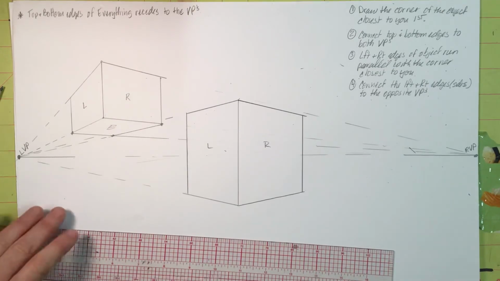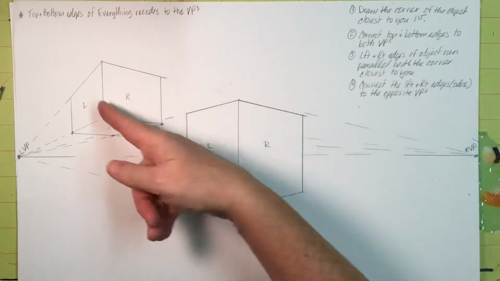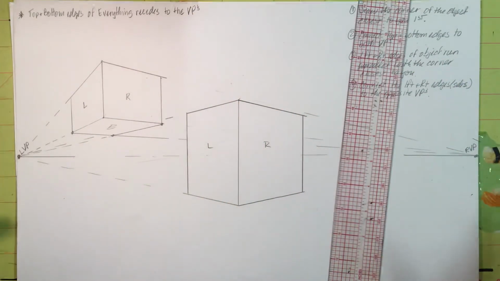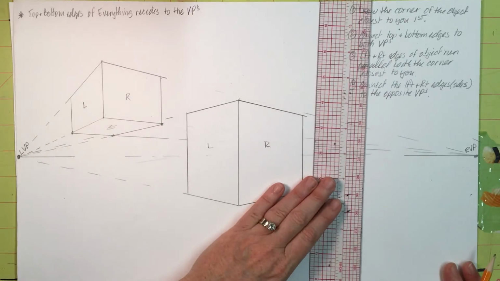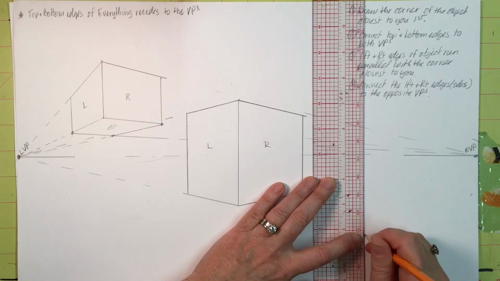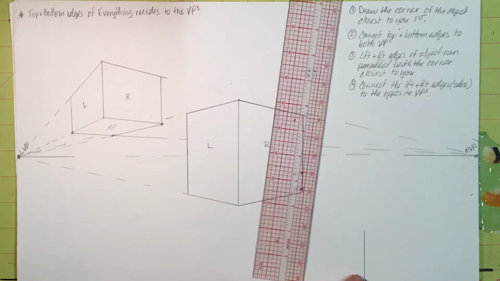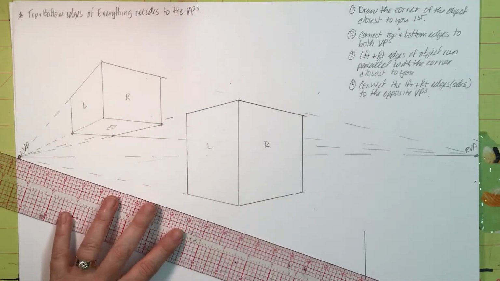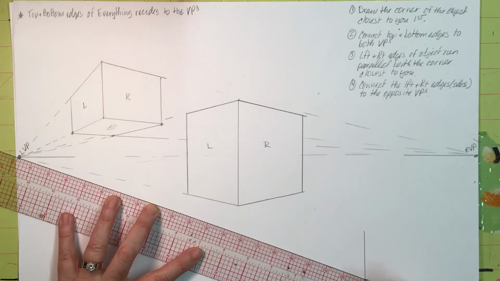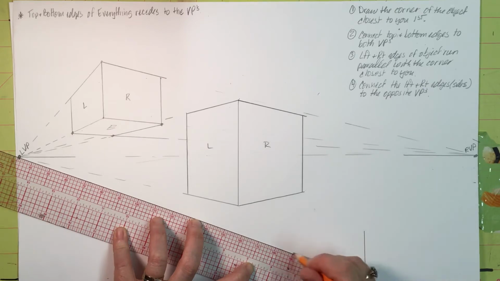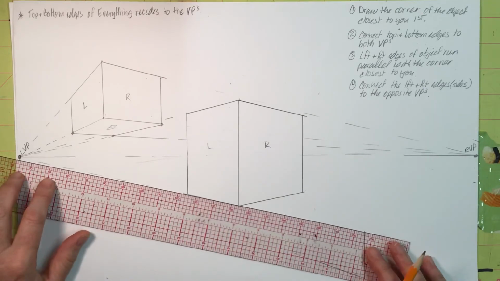For the last cube, same steps, right? The placement of the cube on the paper has nothing to do with the order of the steps, so it's always the same order. So for this one, I'm going to draw the corner closest to me first. Make it however tall or short you want. Maybe try some different sizes. Step 2, connect the top and bottom edges to the vanishing points.